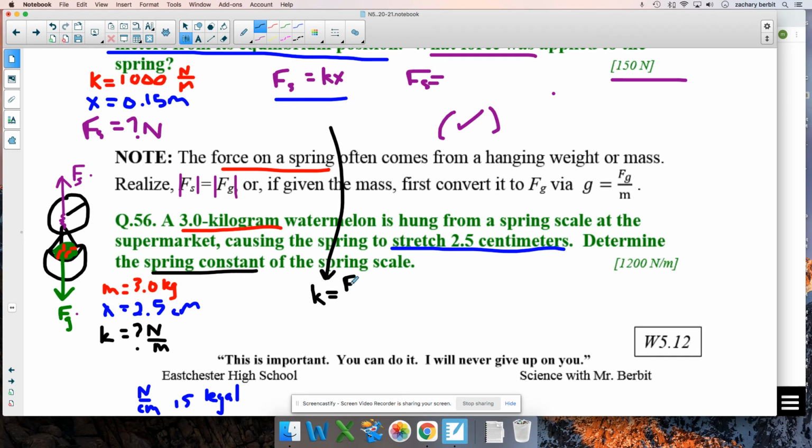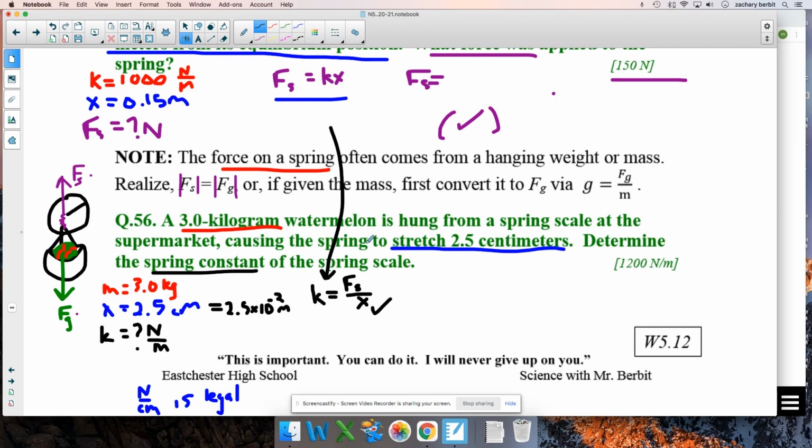Okay. So if we look at this, we already know x. X is good to go. In fact, we may just want to convert this to meters, which would be centi, just means 10 to the minus 2. So you could write 2.5 times 10 to the minus 2 meters. That's fine. Good. Or you could write 0.025 centimeters. That's fine too.